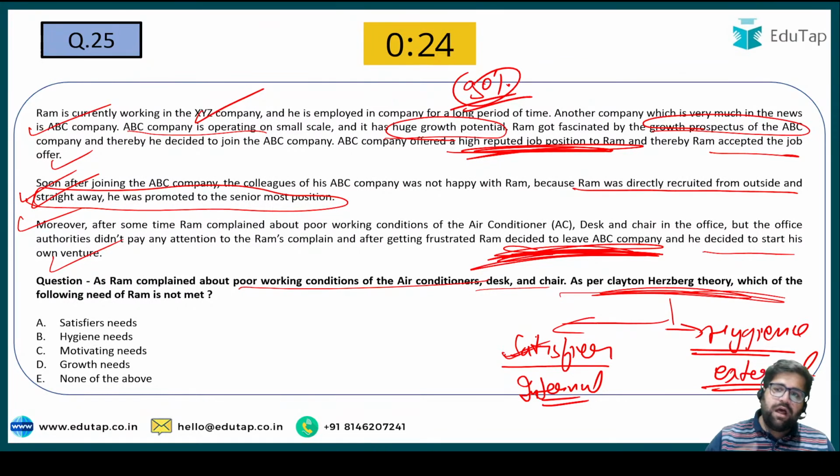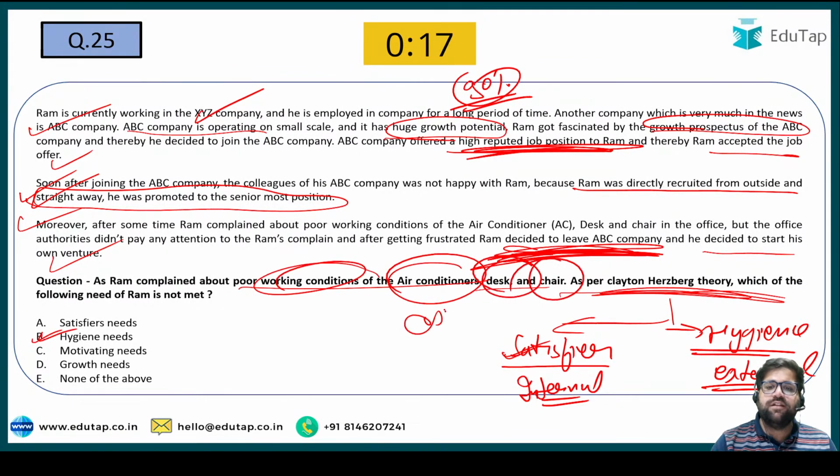Now, the answer to this question will be hygiene. Why? Because the working conditions of air conditioners, desks and chairs are all external factors. This makes the answer hygiene factor, hygiene needs.